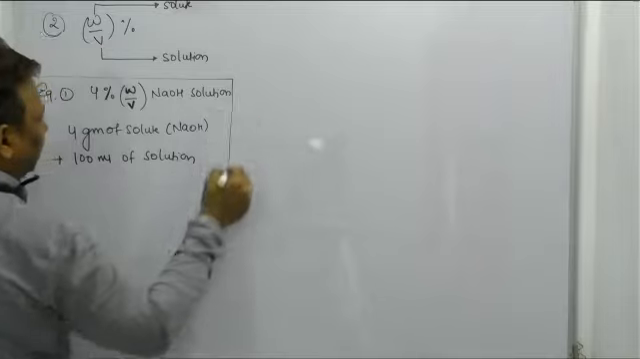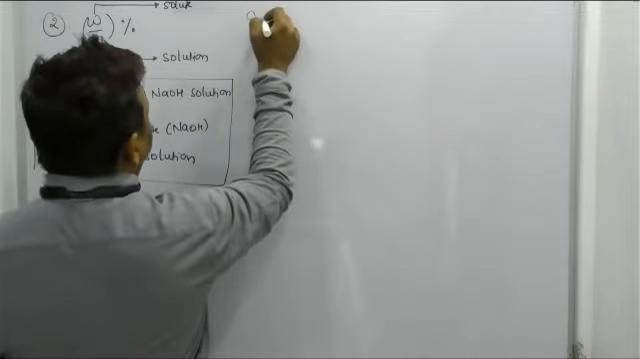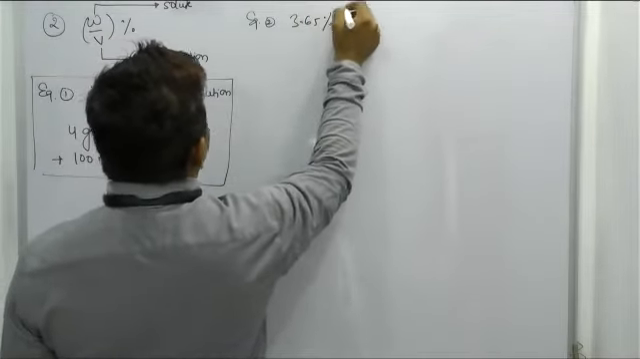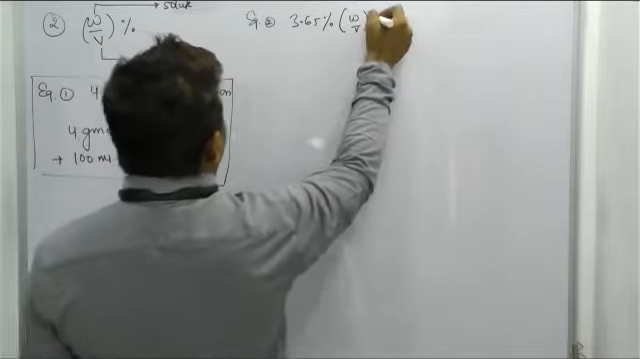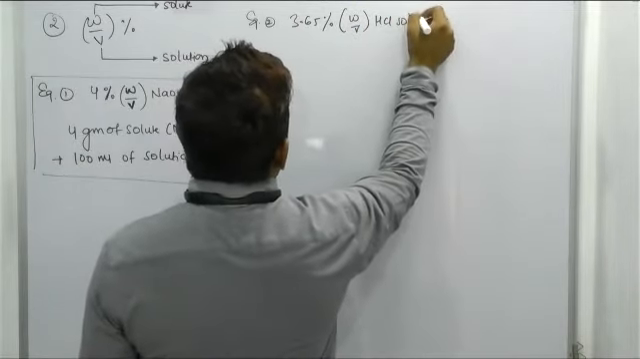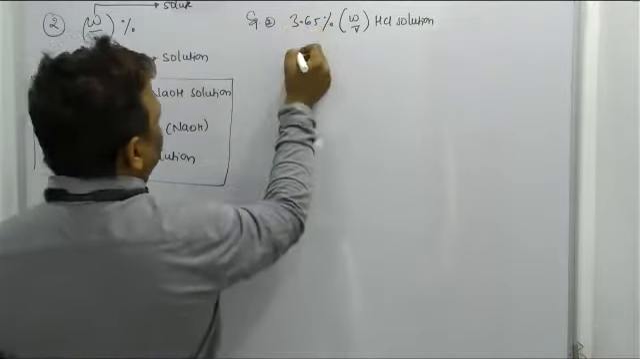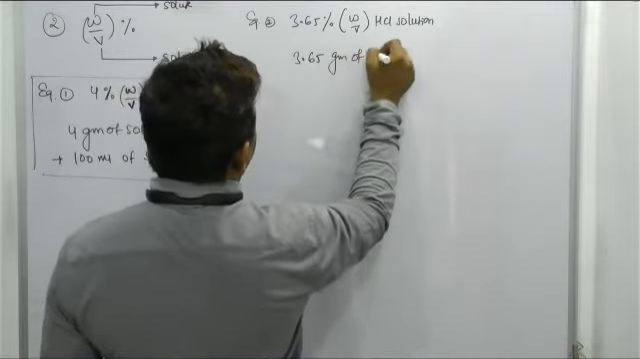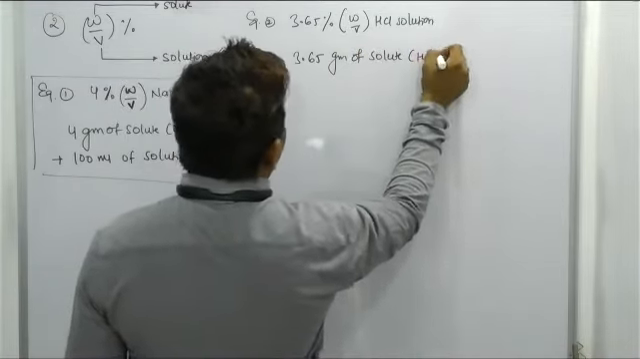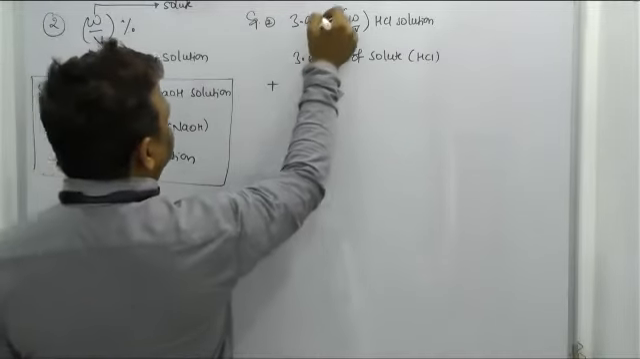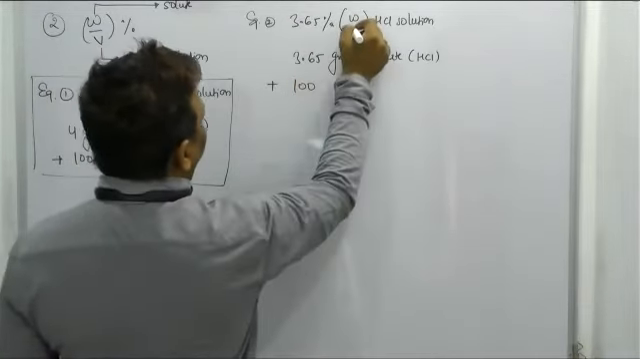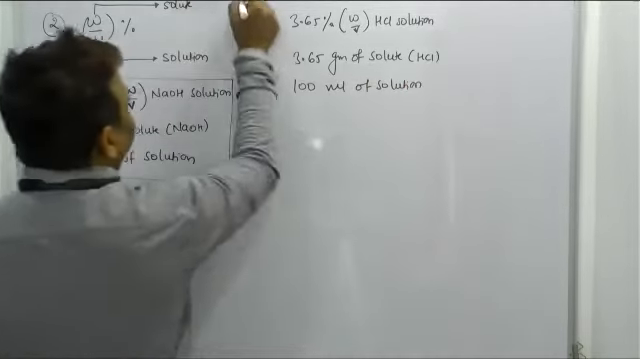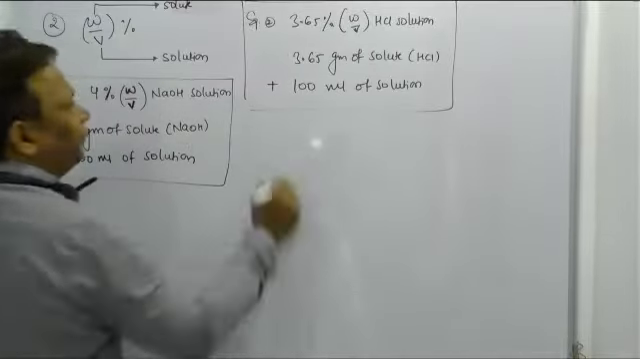One more example I'll give for you. Example number 2. I am having 3.65% of W by V HCl solution. But what does this indicate? So first write down 3.65. W means gram of solute. What is the solute we have? HCl. But it is present in percentage, means per 100. V means ml of solution. So that is the weight of solute present in a given volume of solution.